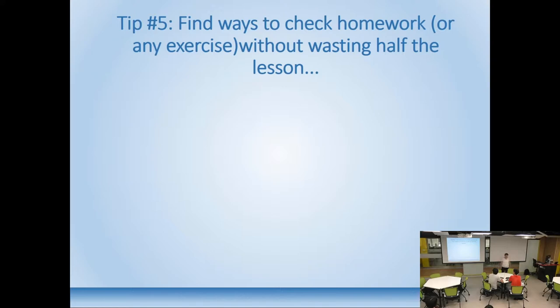If they've done homework, so they've done an exercise, or they've done comprehension questions, or they've done something where everybody has to bring answers to the lesson to check, find ways to check without doing this ping pong: what's the answer to number one, what's the answer to number two, what's the answer to number three.